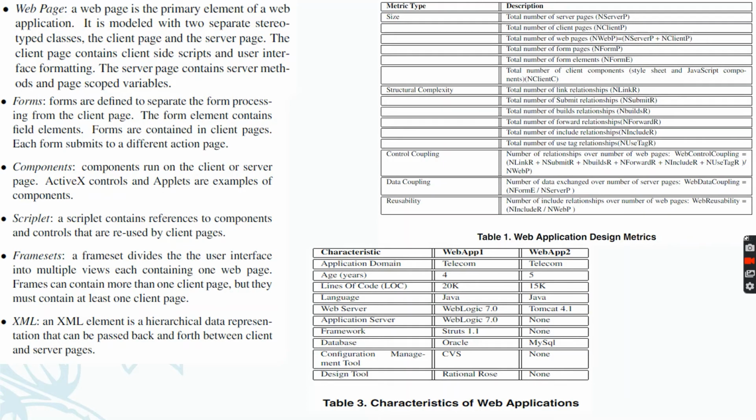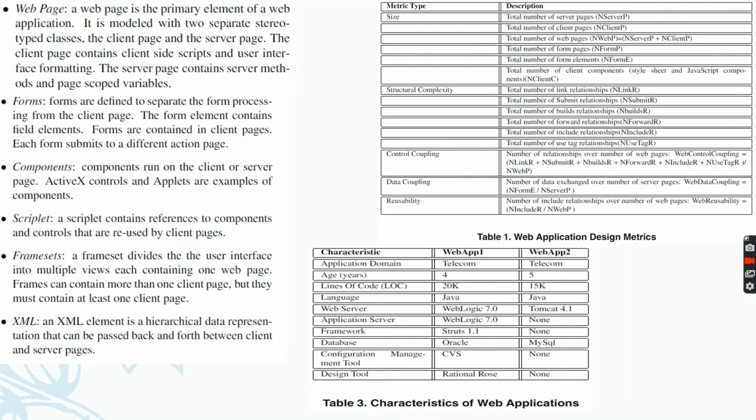Now we'll see what is a scriptlet. A scriptlet is basically a place where references to components are controlled, and it's controlled in such a way that it can be reused once again by the client pages. Now we'll go to frame sets. A frame set divides the user interface into multiple views, each containing one web page. Frames can contain more than one client page, but they must always contain at least one client page.